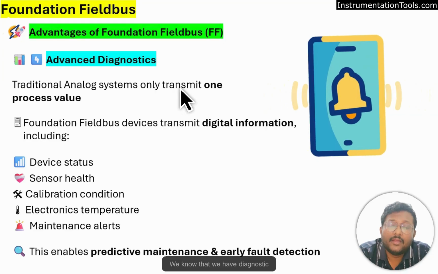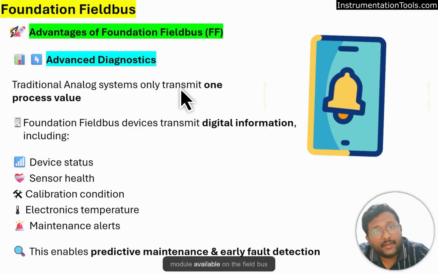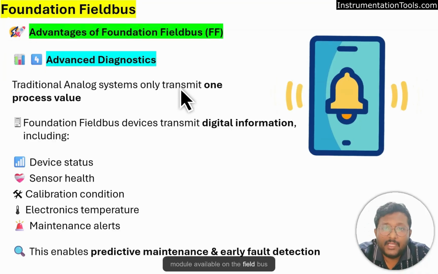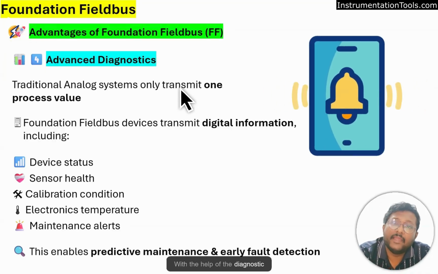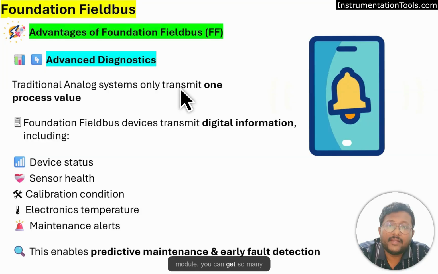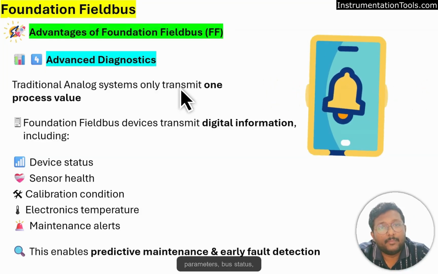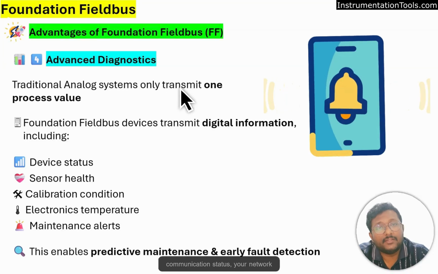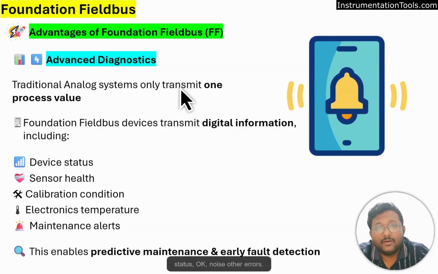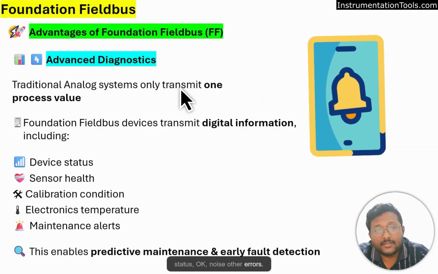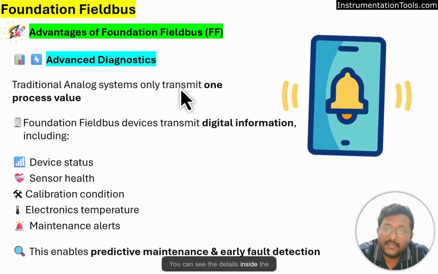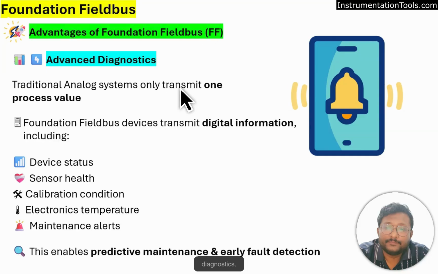Next one, advanced diagnostics. We know that we have a diagnostic module available on the Fieldbus Power Hub. With the help of the diagnostic module, you can get so many parameters: bus status, communication status, your network status, noise, other errors. You can see the details inside the diagnostics.